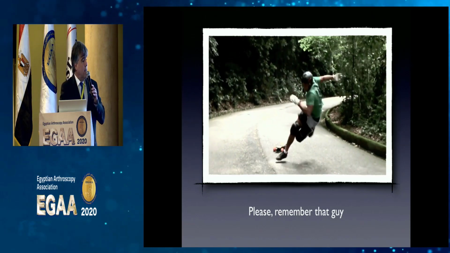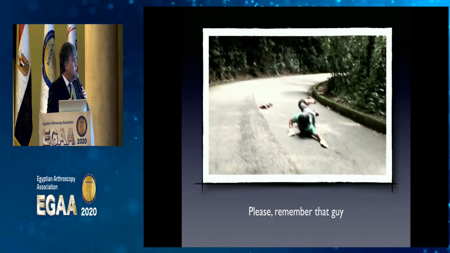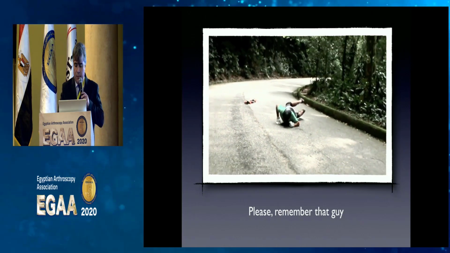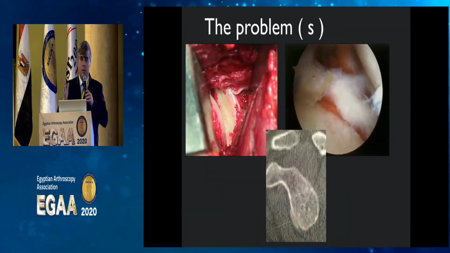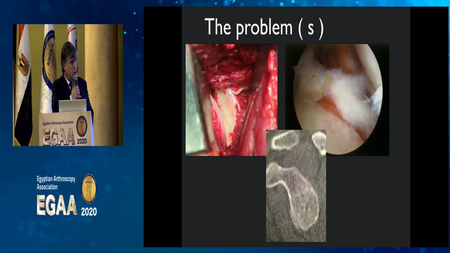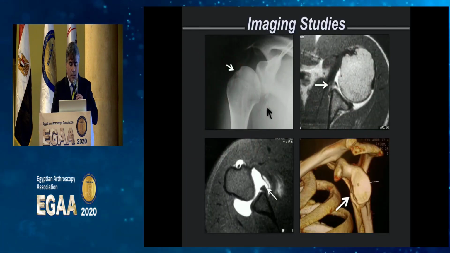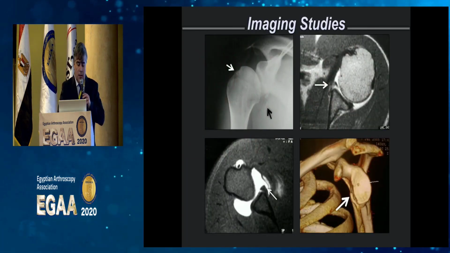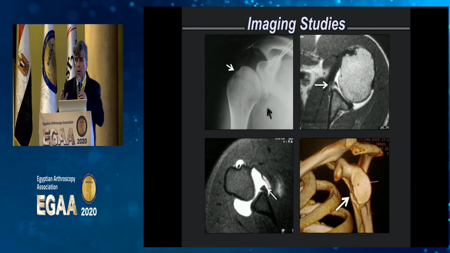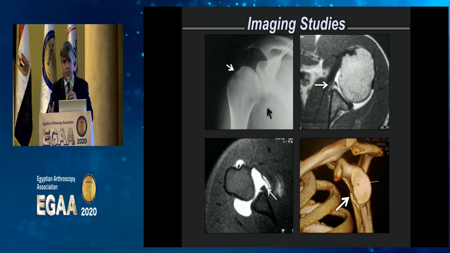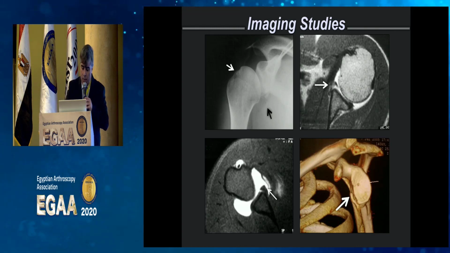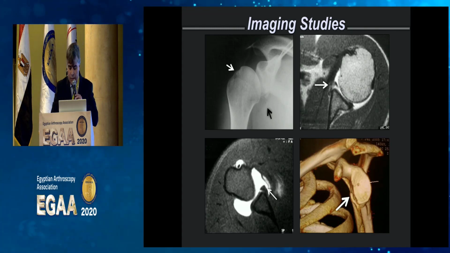So remember that guy. That's a typical guy who will fall and dislocate his shoulder. So remember this guy for the next topic. The problem is known. Professor Tonini has shown us that most of those guys will have a labral tear or sometimes a bone tear. Imaging studies now are very important because we take into consideration a lot of bony defects now. In the past, when arthroscopy began to increase, we took care of the labrum, but now we know that loss of bone is very important.